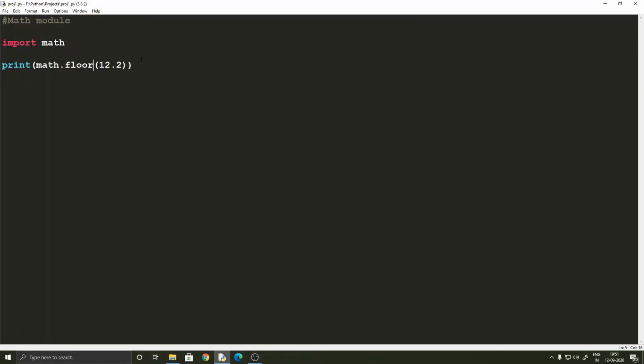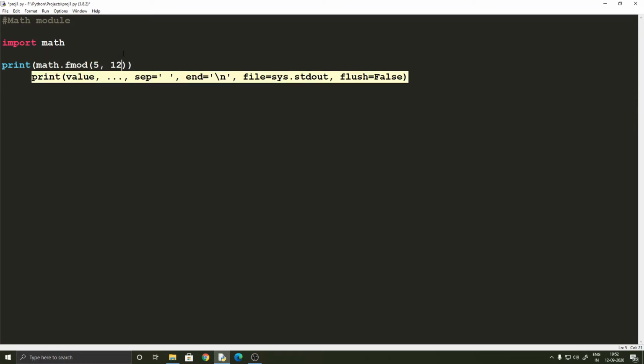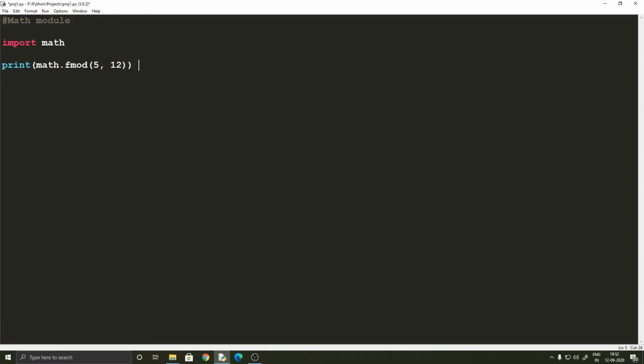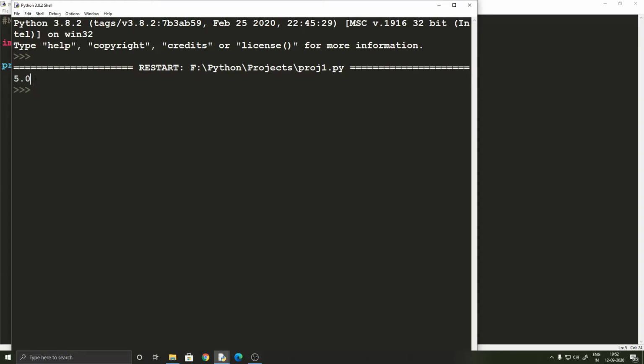And the next function that I'll be showing you is the fmod function. And what fmod does is, it does the same operation as this operator right here, the percentage operator or the mod operator. It returns the remainder when the first number is divided by the second number. So let's check that out. Print math.fmod 5 comma 12. So when 5 is divided by 12, the remainder is 5. So that's what should be printed. So you see 5. And that's how fmod works.